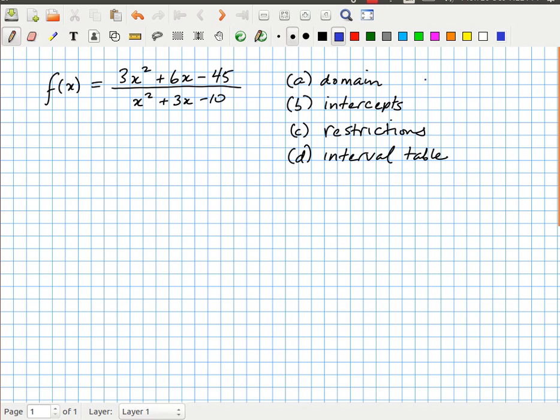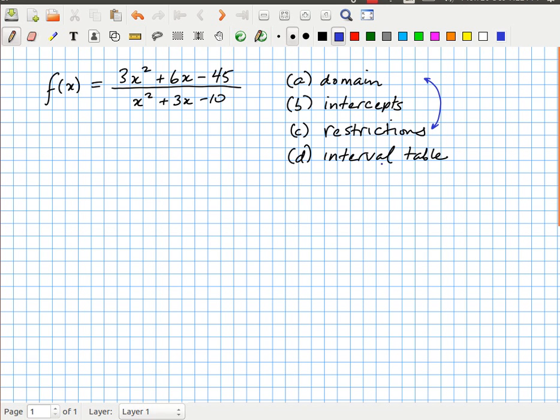Now, obviously, the domain and the restrictions are going to tie into each other. So it's not as if you have to blindly do this just in this order. You should feel free to jump around a bit if you want to. And then we're also going to look at the interval table. And then once we've got that, we're going to sketch a graph of this, making use of these features that we've come up with.